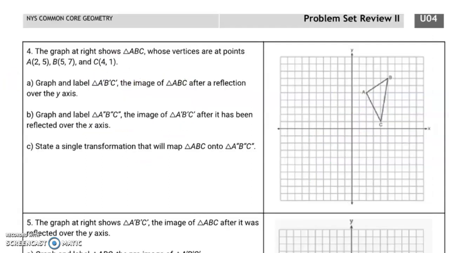Moving right along to the next page of the problem set, pause the video, try these out, and then see if you get them right.